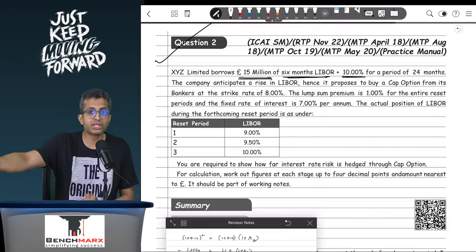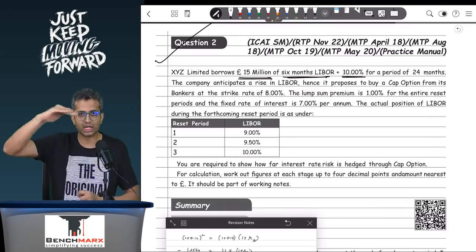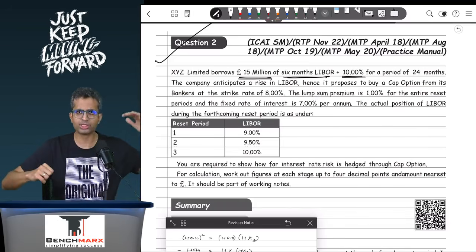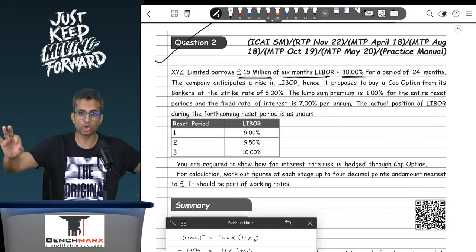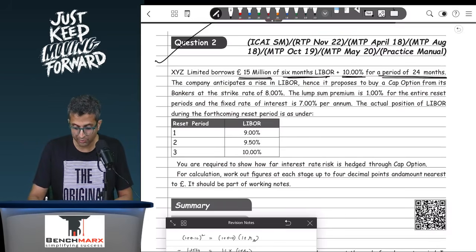Sir, but it is given as 6-month LIBOR. Achha, if you go to open a bank fixed deposit, you will see rates given at different tenures: 6 months, 1 year, 2 years, 3 years. All those rates are still percentage per annum rates. And as a result, over here, this rate is 6-month LIBOR plus 10%, for a period of 24 months.